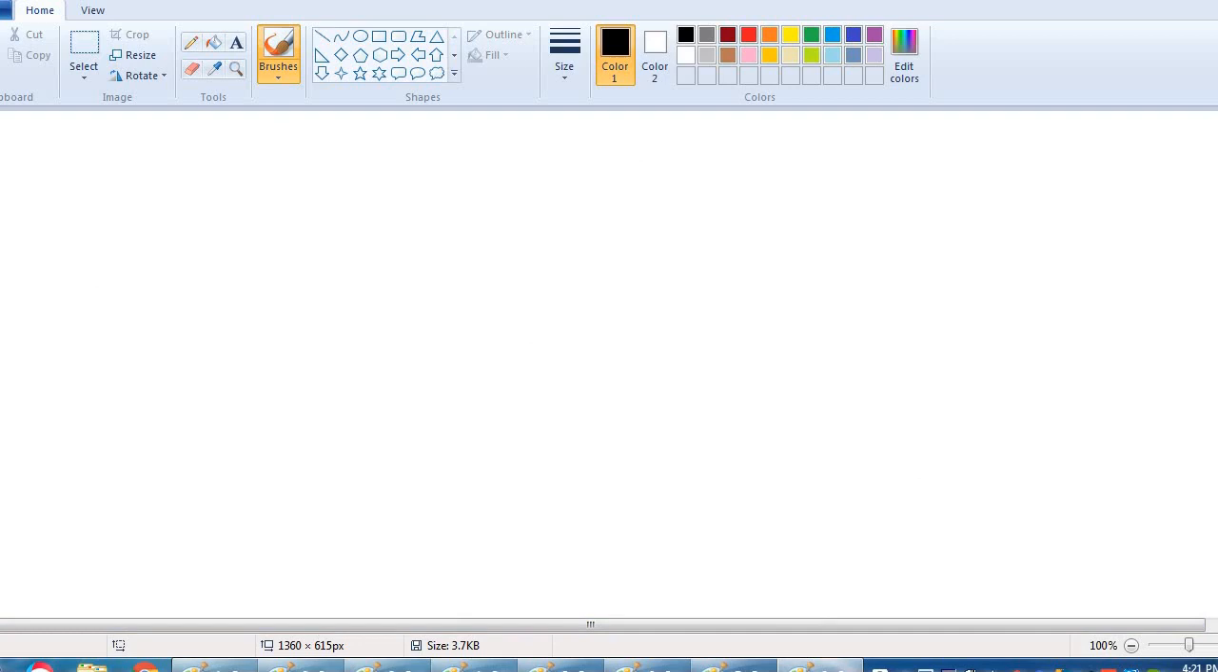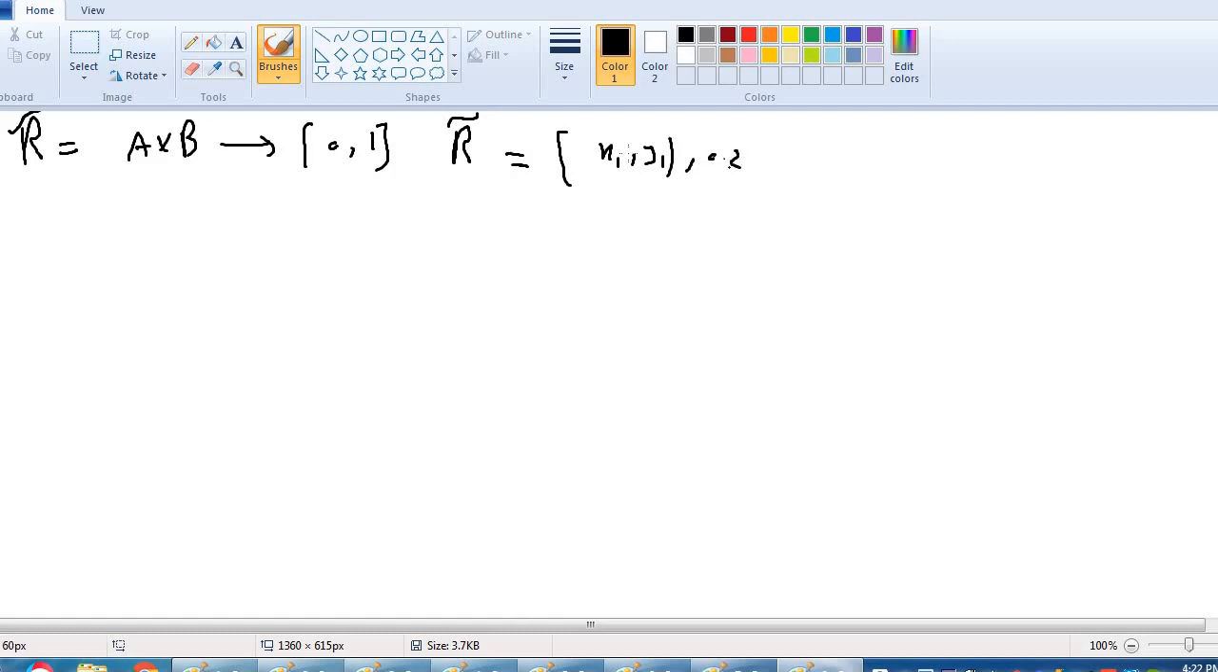For example, we have a relation R from A cross B to [0, 1]. We have a fuzzy relation R. You can write a fuzzy relation this way: A cross B to [0, 1]. Then we can write this fuzzy relation R as x1 y1, comma 0.2. We can write it in this way, or we can write it in the denominator.